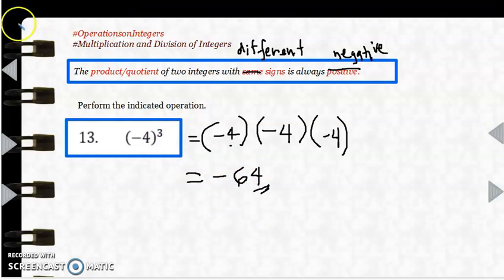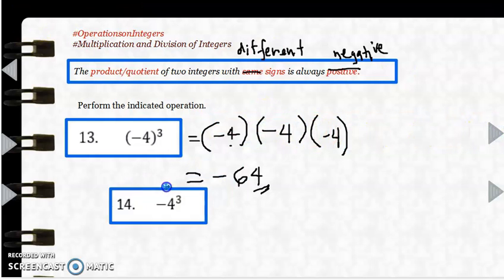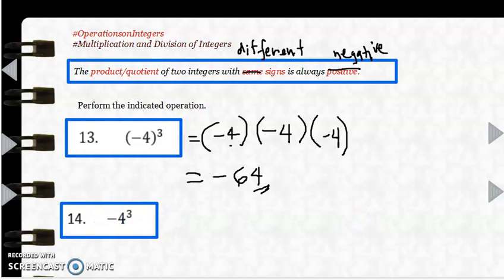Now, what about the next one? For the next item, as you can see, we have negative 4 cubed. So these two are read in the same manner. They are both read as negative 4 cubed, but are written in different manner. So we have a quantity sign here that encloses the negative 4 and to be raised to the third. But in number 14, it's negative 4, then the exponent 3.